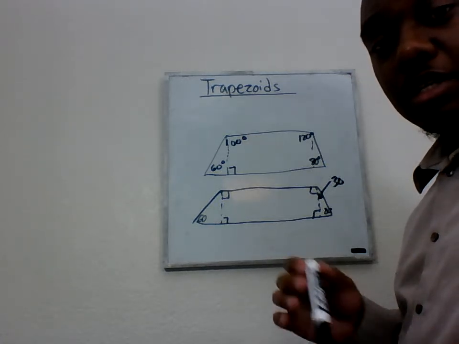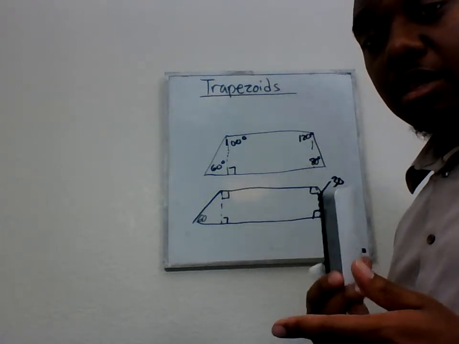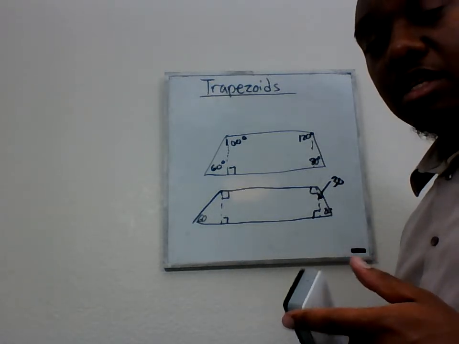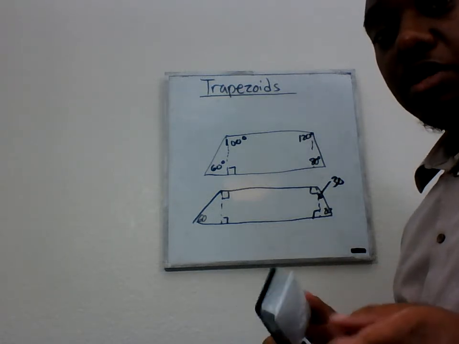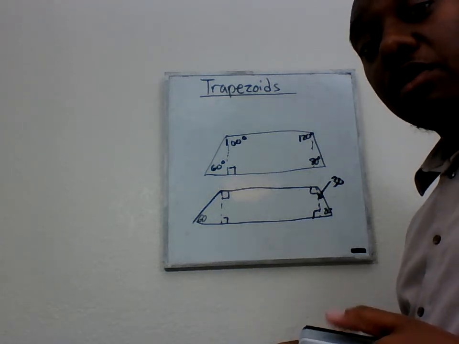And that's trapezoids. So the most important part with trapezoids here, honestly, is to remember the median. The median is the average of the bases. So if you add two bases together and divide by 2, you get the median. And if you know the median and one of the bases, you can find the other one as well.